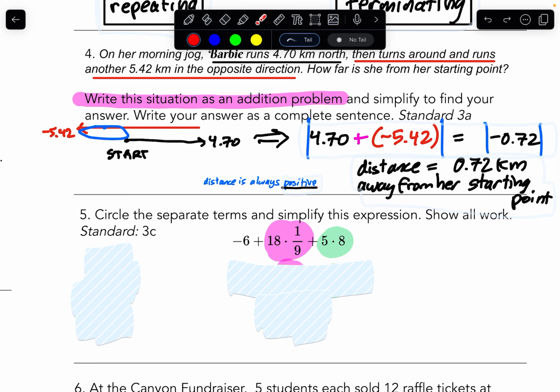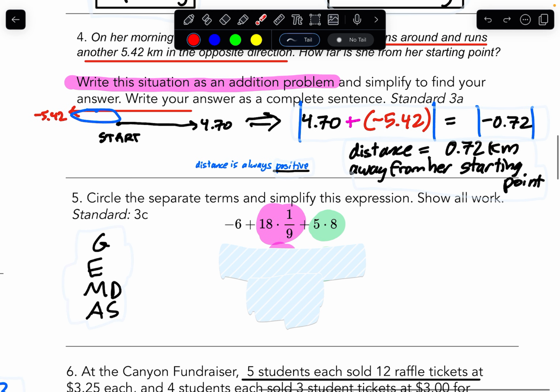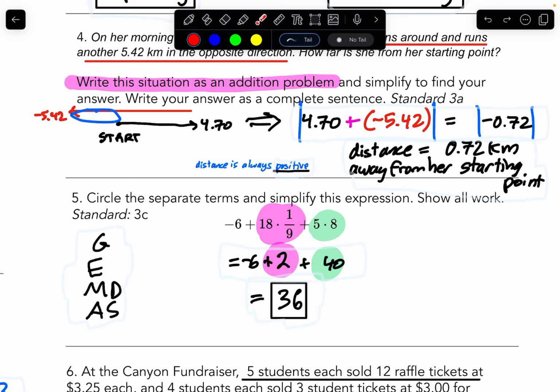Okay, number 5. Remember, number 5 is just a GEM-DOTS problem asking us to simplify. And what comes first, multiplication or addition? Yeah, multiplication comes first in the order of operations. So if I multiply those two numbers, I get 2. 8 times 5 is 40. And then if I add all 3 of these numbers, I'll get the correct answer of 36.